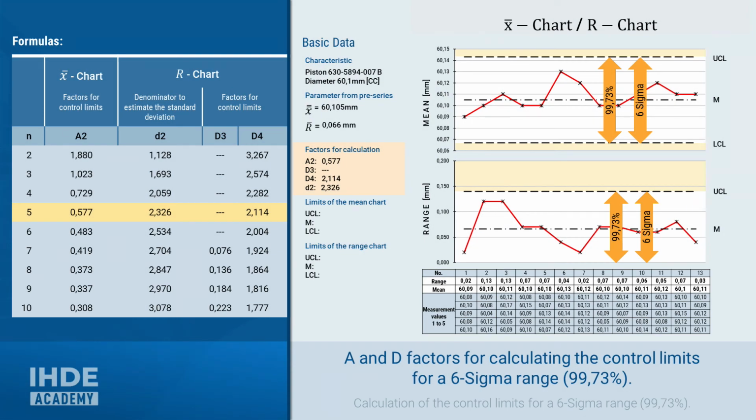A section of such a table is reproduced here on the left. For a sample size of 5, as in our example, we take the value for A2 as 0.577. For such a small sample size, the lower control limit on the range chart does not apply. For this reason, values for D3 can only be found in the table from a sample size of 7. For the upper control limit of the range chart, the value for D4 is 2.144. All values have been transferred to the middle table.